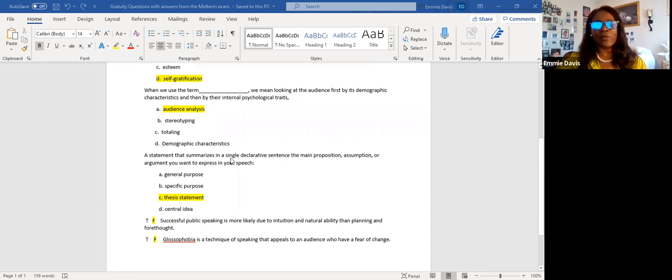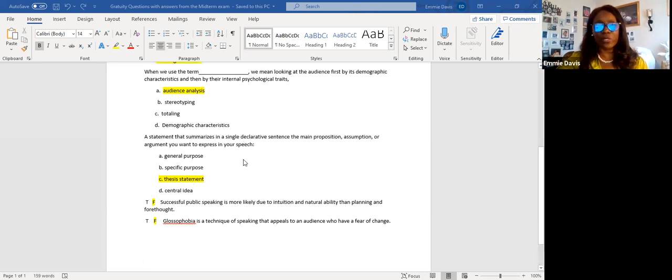A statement that summarizes in a single declarative sentence the main proposition, assumption, or argument that you want to express in your speech. This is thesis sentence. So you need to look at here a sentence that tells the main proposition, assumption or argument that you want to express in your thesis. This statement that summarizes in a sentence lets you know that it's thesis sentence instead of central idea. Okay, so it's thesis sentence is your answer for this one.